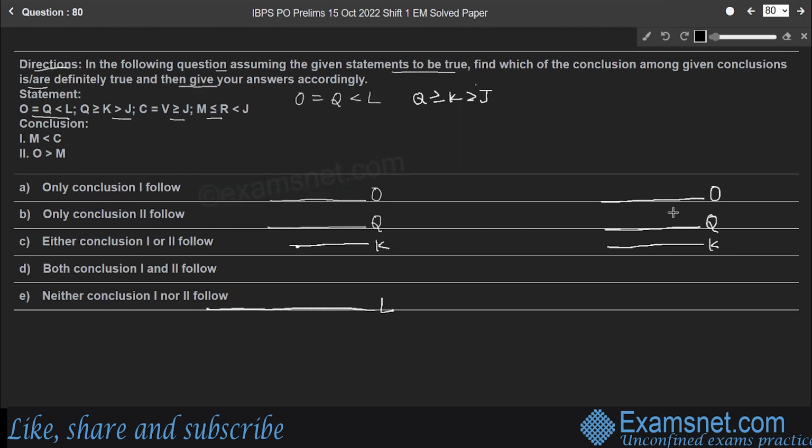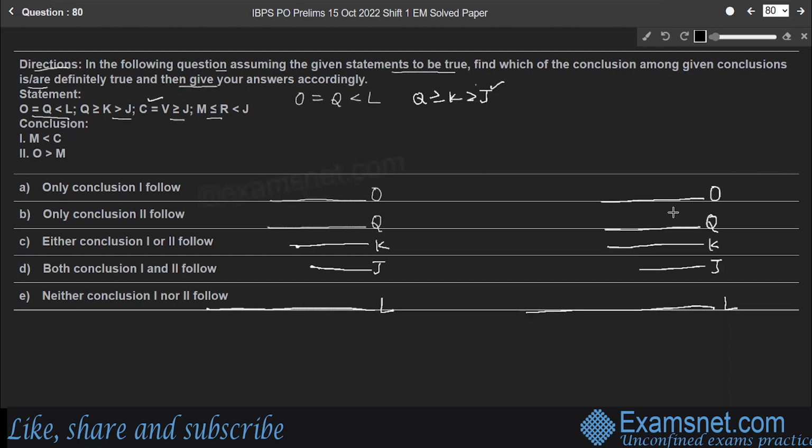Right? And there is a line L. So Q less than L. So consider line L also. Yes. And K is strictly greater than J. Therefore, consider a smaller line J. So in both the cases, K is strictly greater than J.